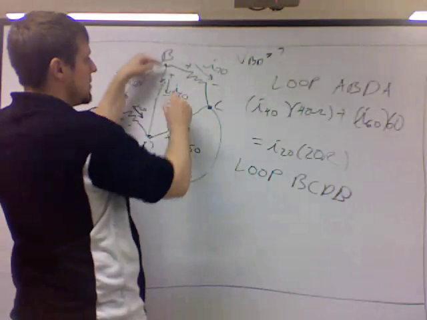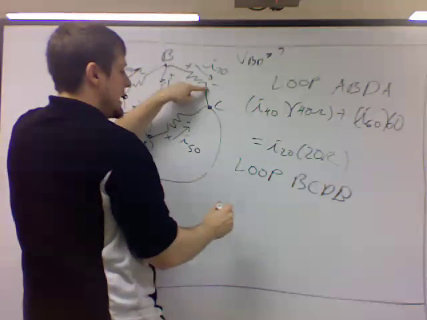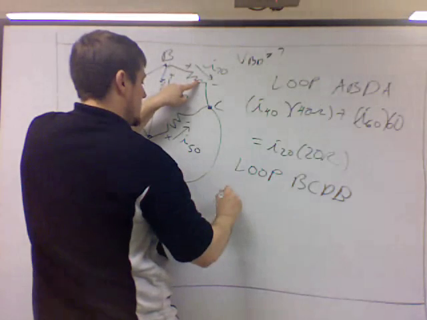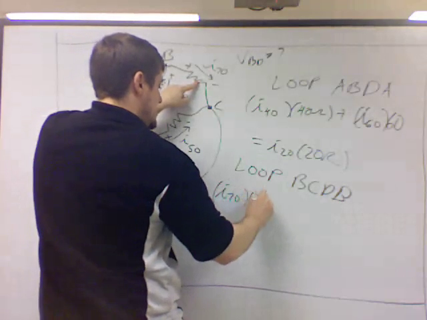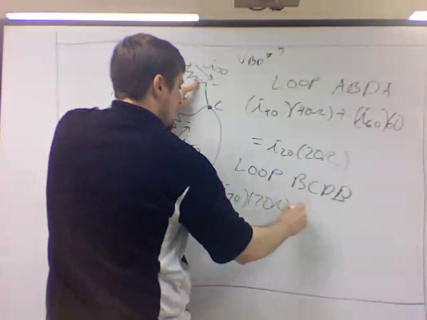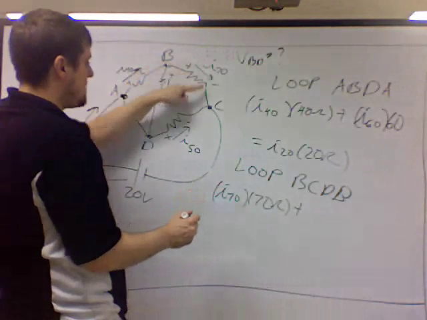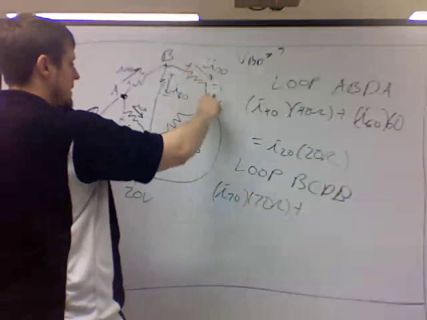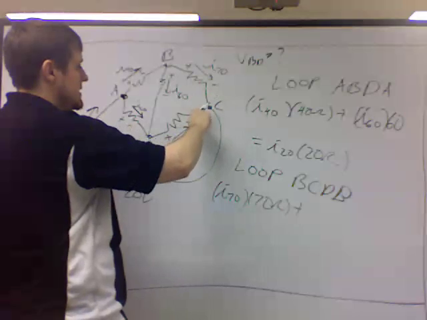So let me keep this straight. I'm going this way, so this is a drop. So current through the 70 times 70 ohms. Plus, that's a drop. Let's see, I've got plus to minus.